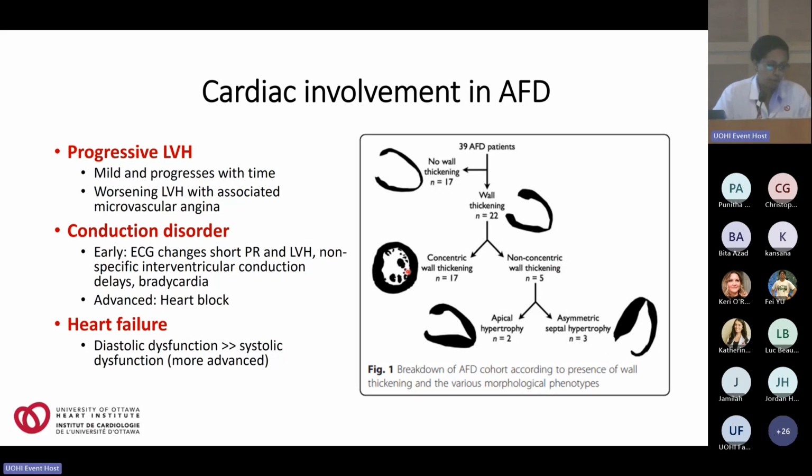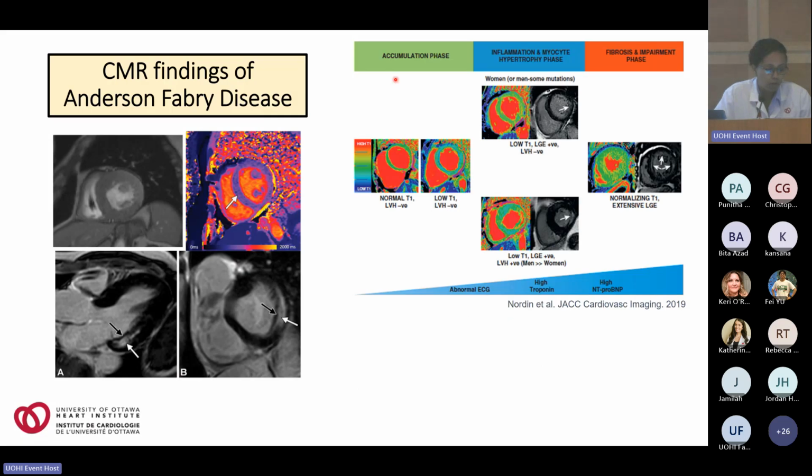So the LVH progression could be initially mild, but as the disease progresses, it becomes more prominent. And patients may present with conduction disorder or heart failure. Although commonly the pattern of hypertrophy is concentric, sometimes the patient may not even have LV hypertrophy at an early stage. And when they do, it could be concentric, or sometimes it could even be an apical HCM-like presentation. So there are different phases for this.